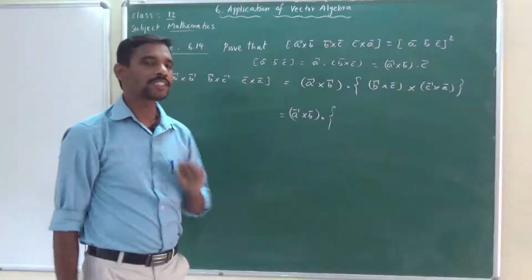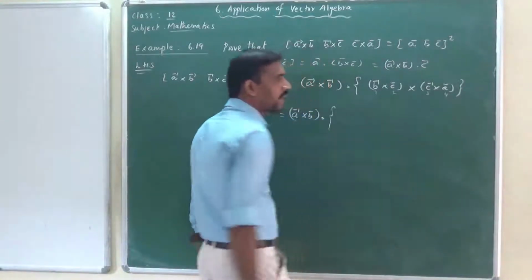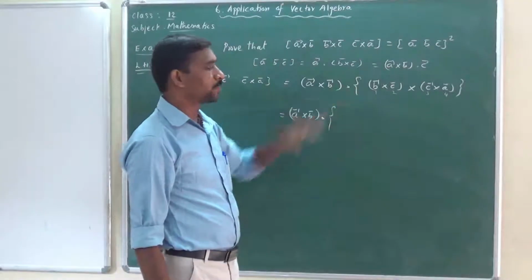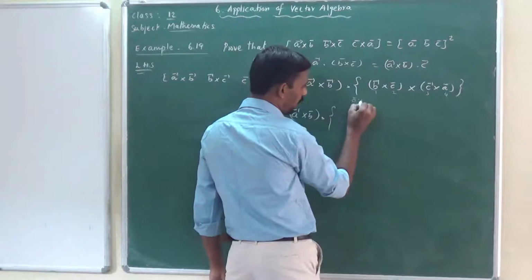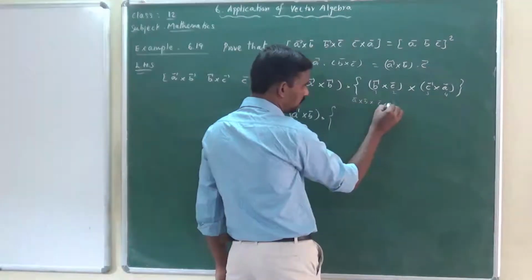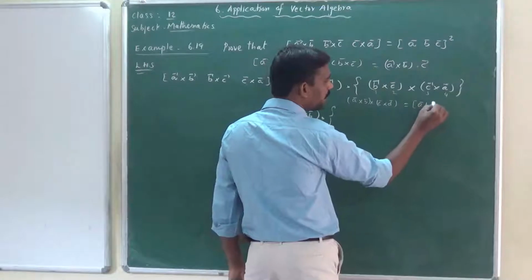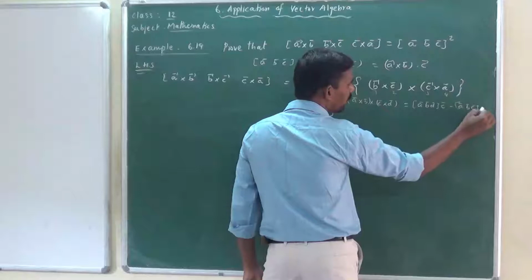This is a four vectors product: 1, 2, 3, 4. There are four vectors in the product. So it is easy to expand the formula using the numbers 1, 2, 3, 4. So we know A vector cross B vector, C vector cross D vector. We have the formula here: box product of A, B, D into C minus box product of A, B, C into D.